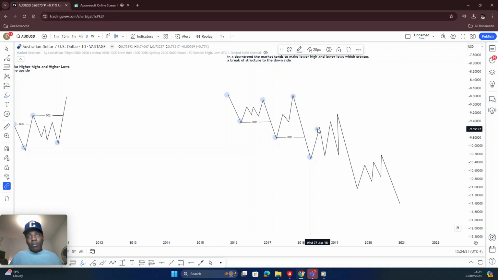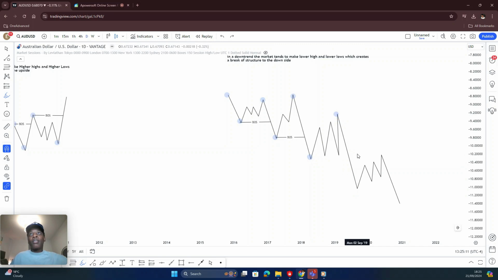Was it this point that led to a break of structure to the downside? No, it wasn't. Was it this point that led to a break of structure? No, it wasn't. Was it this point though? Yes, it was, because as we can see here, price gave us a pivot shape reaction here, which created a break of structure to the downside.